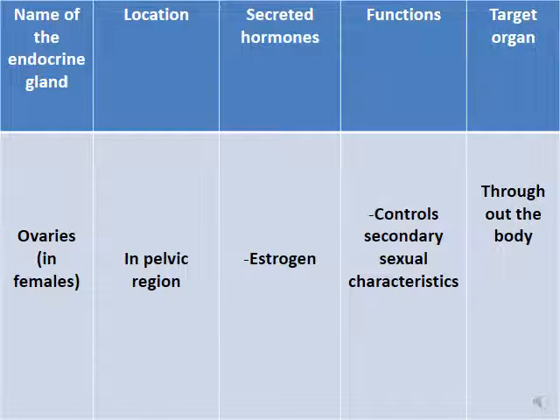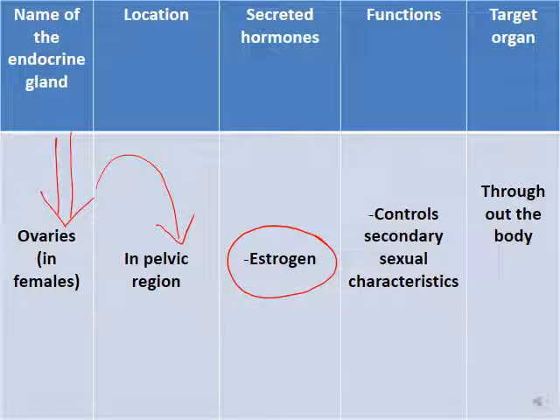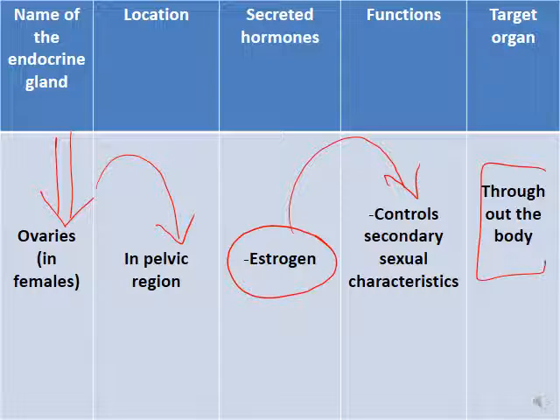Here we move to the last gland: the ovaries. The ovaries are special to females, exclusive to females. This gland, the ovaries, is found in the pelvic region, but not on the outside. They are found inside the pelvic cavity, and they secrete the hormone estrogen. This hormone estrogen has an important role. It controls the secondary sexual characteristics in the female, and it works throughout the body. This is estrogen, the female sexual hormone.